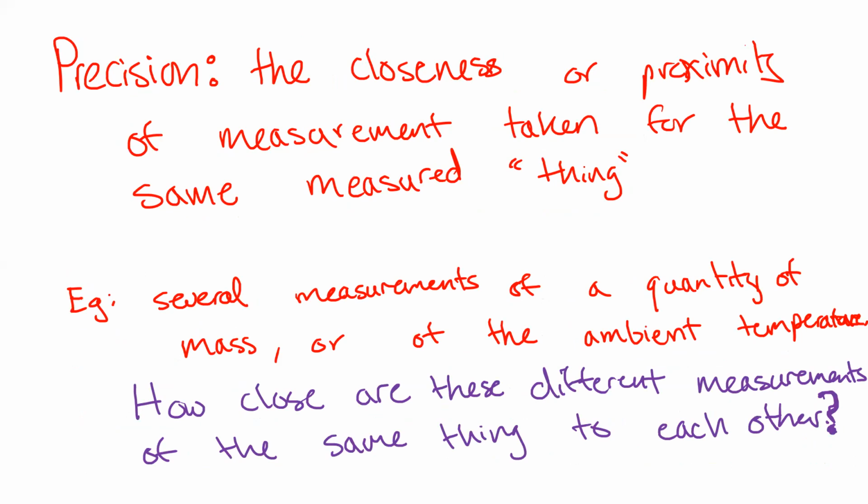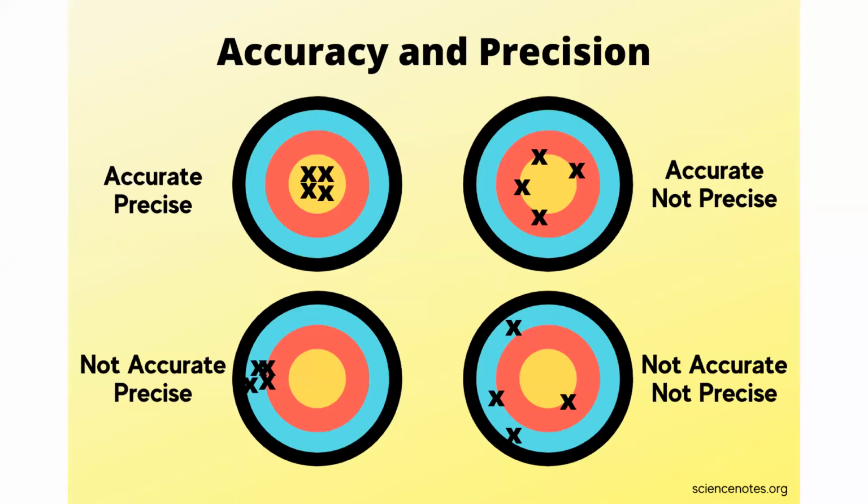And so that takes me to the dartboard analogy, which is not great, but it's an analogy of sorts. With this analogy, hopefully you can see it, you can be accurate and precise. You can be not accurate, but precise. You can be accurate, not precise, and not accurate and not precise.